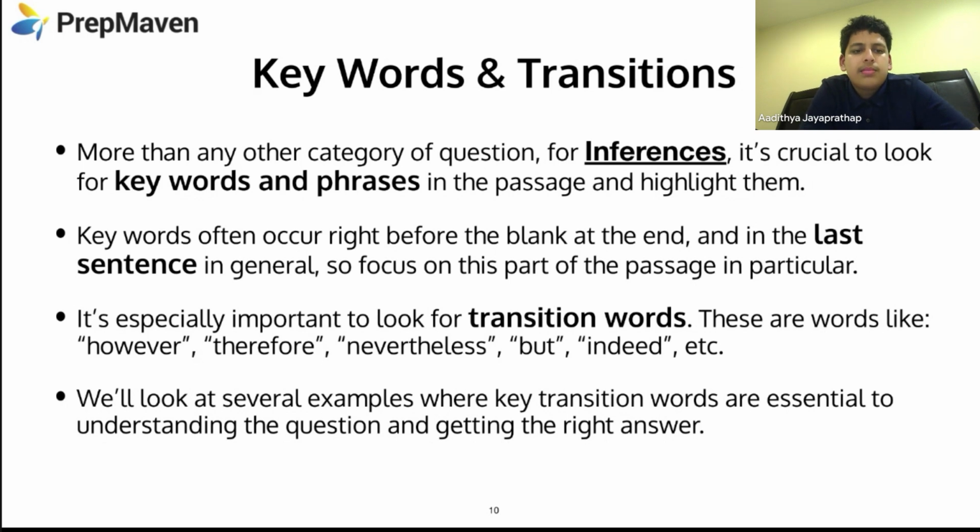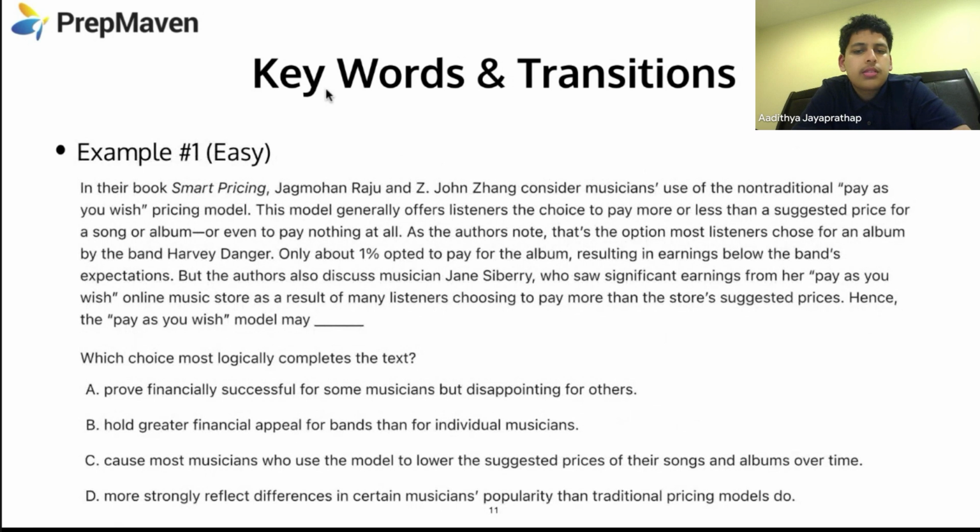For sure. So let's take a look at the first example. Wow, there's a lot. So give it a read, and then we can start talking through it.